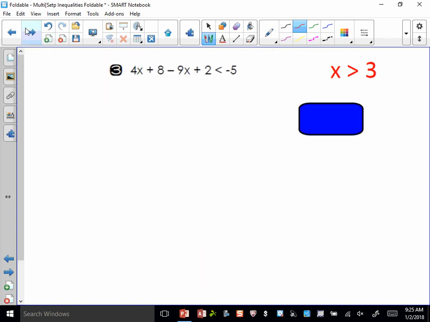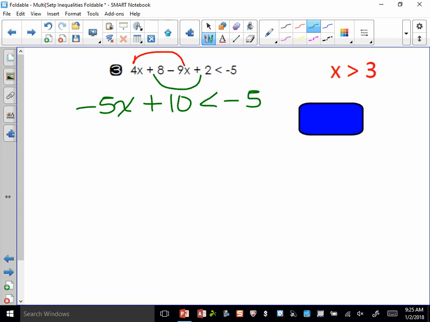All right, moving on to number 3. Same process. We're going to combine the 4x minus 9x. So how many x's do I have left? -5x. I can also combine the plus 8 and the plus 2. So that's going to give me a total of what? 10. So now I've simplified it, and now I'm going to subtract 10.